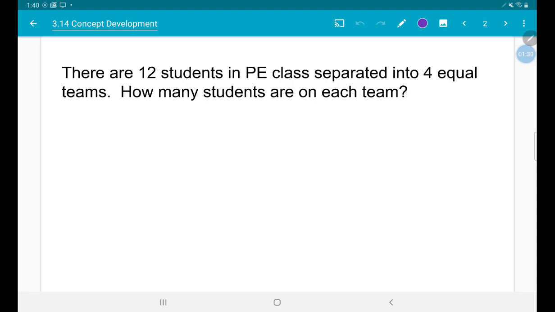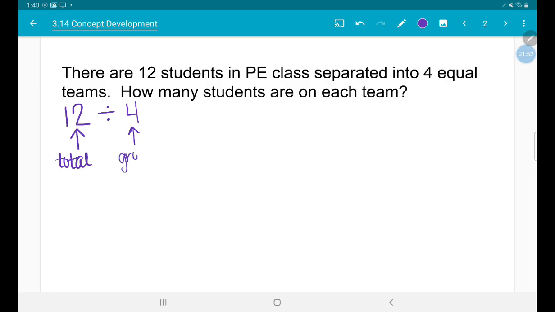Let's think about our numbers first. What's the total number of students that we have? 12. So we have 12 students total. How many groups are we dividing those 12 students into? 4. So what operation are we going to be using? Division, of course. So we need 4 groups.